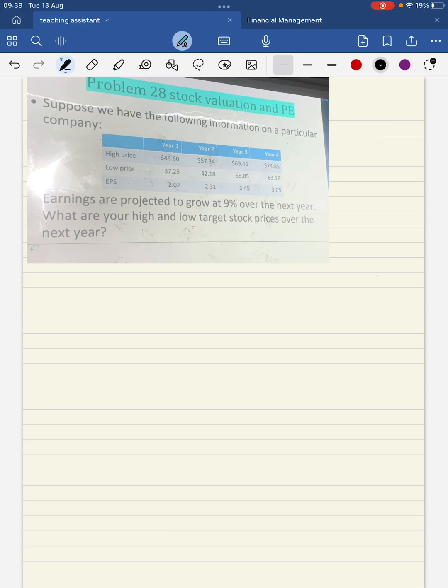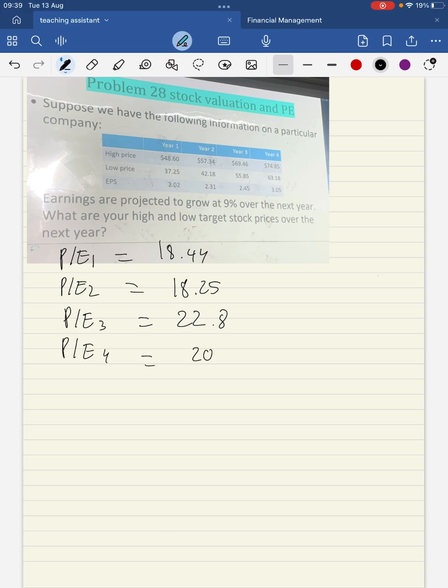And so we find out that the price to earning ratio of low price, of course, year number 1 is equal to 18.44. Price to earning of year 2 is equal to 18.25. Price to earning of year 3 is equal to 22.8. And price to earning of year 4 is equal to 20.8. Therefore, the average PE is equal to 20.07. Next, we need to find out the earning per share, the forecast earning per share.